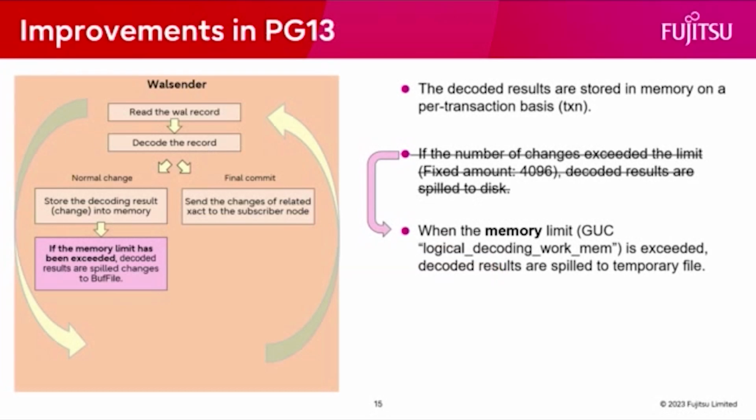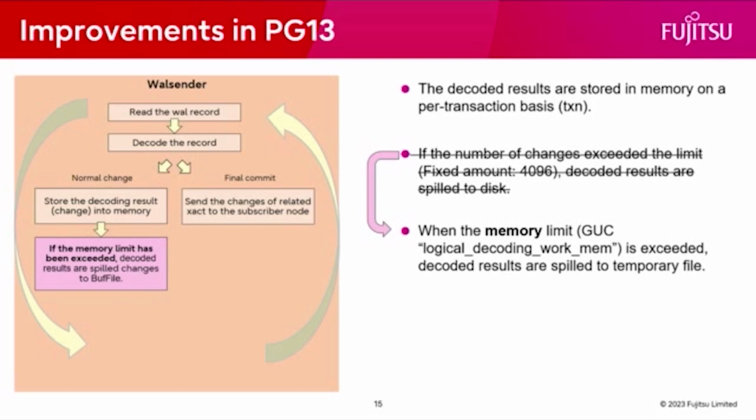Okay. Here is a modified workflow of the walsender in PG13. As highlighted in the left square, the same position, the condition for writing to disk has been changed. In PG13, the decoding size of all transactions is monitored. When the decoding size exceeds the specified limit, the largest transaction will be chosen and the walsender will write it to a temporary file. This operation will be continued until the memory usage becomes lower than the limit.